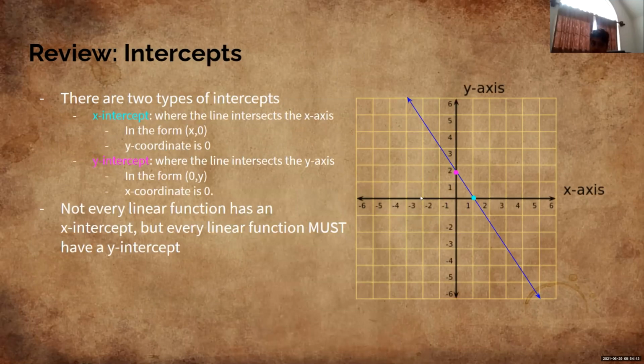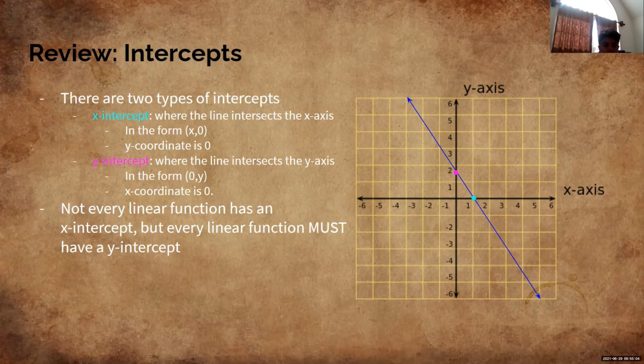Now we're going to be reviewing intercepts. So remember, there are 2 types of intercepts. There is the x-intercept and there is the y-intercept. The x-intercept is in the form x comma 0. And remember, the y-coordinate is always 0 in the x-intercept. And likewise, in the y-intercept, the x-coordinate is always 0.